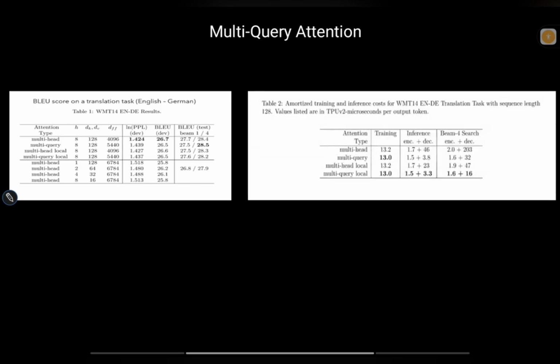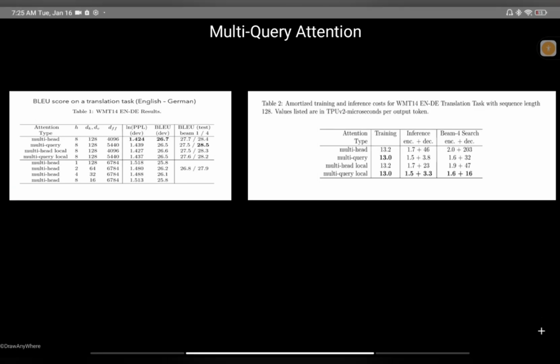But in the case of inference time, you will see a significant improvement in the inference phase. On the encoder side, the speed is 1.7, and for the decoder in inference it is 46. But with multi-query attention, it is 1.5 and 3.8. So previously it was 46, and using this concept we have reduced it to 3.8. And in the case of beam search, at the decoder the speed was 203, and now using multi-query attention we have reduced it to 32.